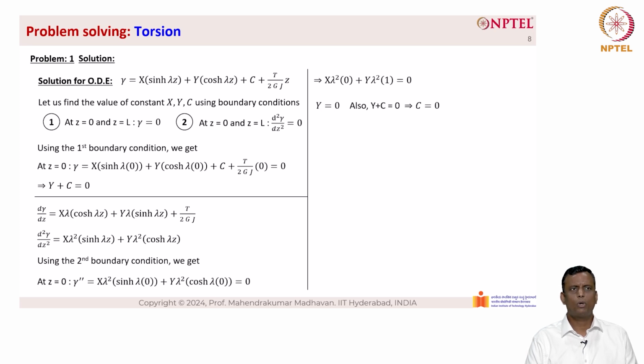Now substitute y equal to 0 in the previous equation, we get y plus c equal to 0. So when y equal to 0, c equal to 0. So now substituting y equal to 0 and c equal to 0 in the original equation, we have gamma equal to x into sinh into lambda z plus T divided by 2GJ into z. Now let us find out x. So we need another boundary condition to find out x.